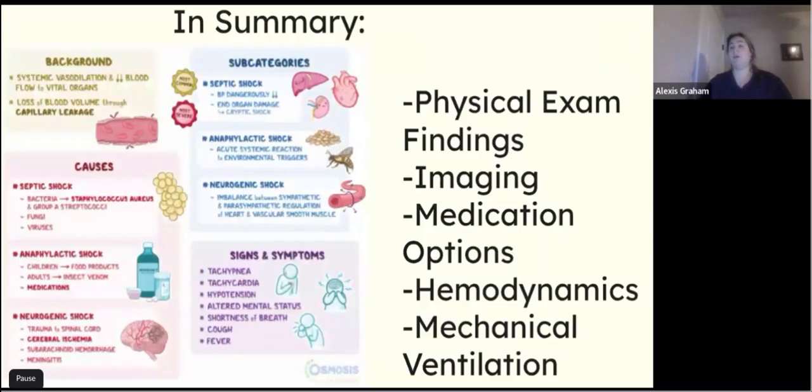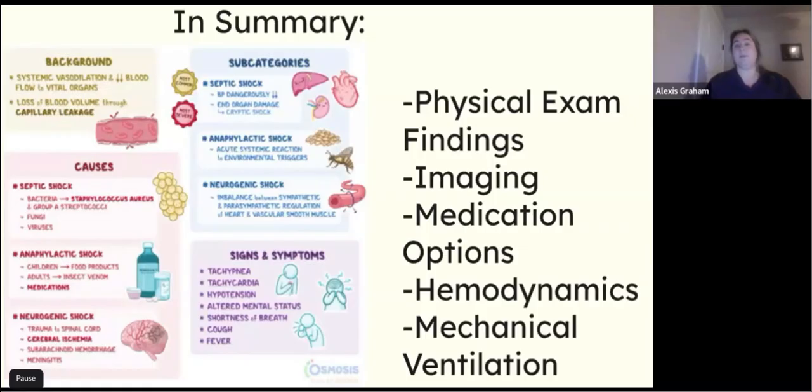So in summary, we talked about physical exam findings. They could have an altered mental status, heart rate greater than 90 beats per minute, respiratory rate greater than 20 breaths per minute, hypotension, hypothermia or hyperthermia. They could be hypoxic, with decreased urinary output.